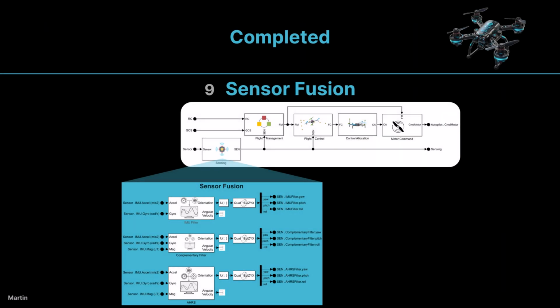All right, let's wrap up this session. We've explored several inertial sensor fusion algorithms in both MATLAB and Simulink, including the complementary filter, IMU filter, AHRS filter, as well as the Madgwick and Mahoney algorithms. I hope this session has helped you understand the importance of sensor fusion and how to implement it effectively using MATLAB and Simulink.